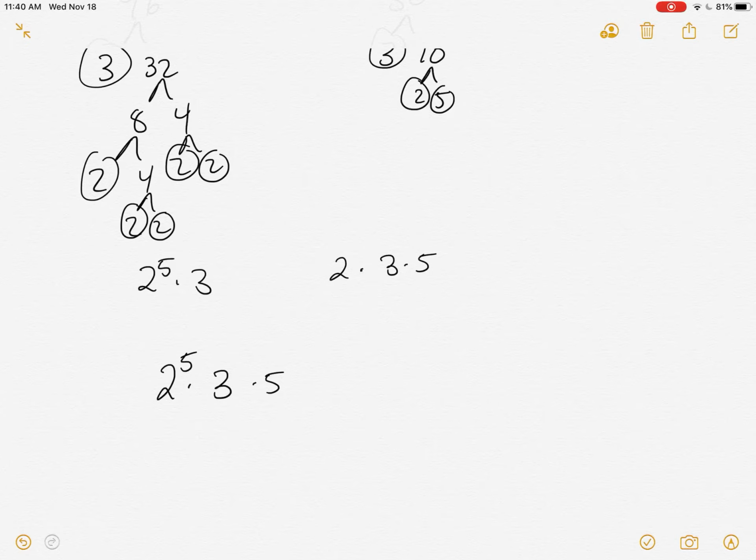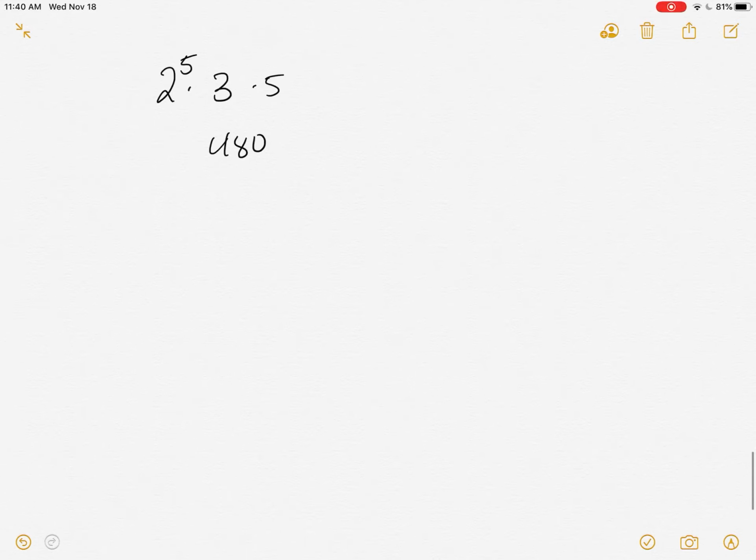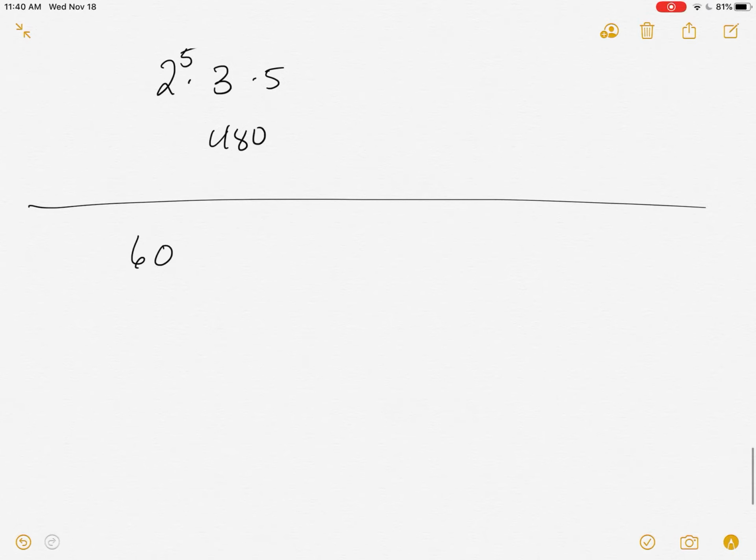And so what is this? If we take 2 to the 5th times 3 times 5, that is 480. It is the first time that 96 and 30 will both coincide in multiples. So this is something that's in a lot of the homework, because it's needed a lot, and it's a good exercise.